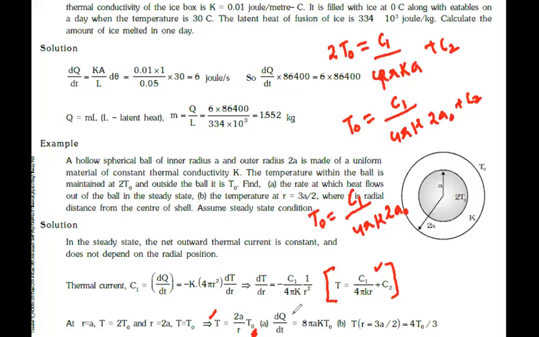Tell me. So dQ by dt we'll get, and T will also get. Anyone have any issue in this? Tell me. Think about it. All of you understood this problem? Yes or no?